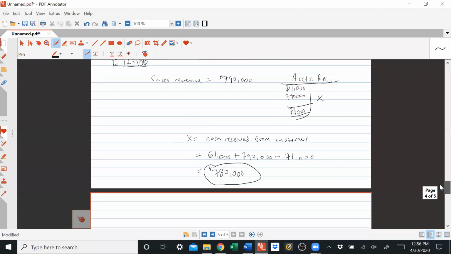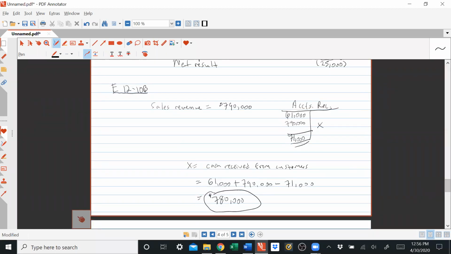All right, so let me go back then since you couldn't see. So cash received from customers. Again, you look at sales revenue and then you analyze accounts receivable right here. The journal entry when you sell stuff on account is you debit accounts receivable, you credit sales revenue. So that's why I have the 790 over here. And then you realize that 61 plus 790 doesn't equal the ending balance. So we must have credited accounts receivable. That credit to accounts receivable is the cash that we received from our customers. When we receive cash from customers, we debit cash, we credit accounts receivable. They're paying off their account. And we just have to solve for X, and that's what I did here. So X equals 780,000.